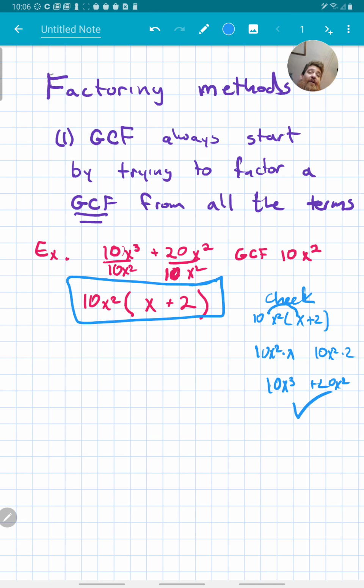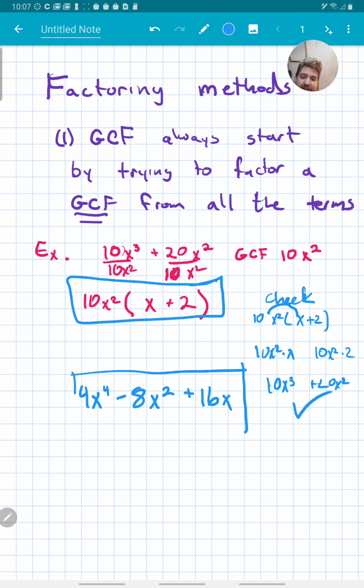Okay, so again, just trying to find the largest thing that will divide out of all of the terms. Okay, so try one on your own. Let's see, let's come up with one, something like this: 4x to the fourth power minus 8x squared plus 16x. Alright, so pause this and come back in a sec when you're done.